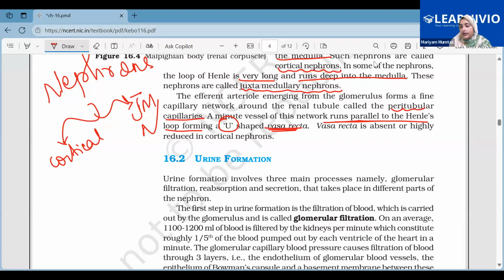vasa recta. Okay, and this vasa recta is absent or highly reduced in the cortical nephron, meaning those nephrons whose loop of Henle is not very long, it's very short, so they don't have vasa recta. But the juxtamedullary nephron has enough vasa recta present. Is it clear, students?